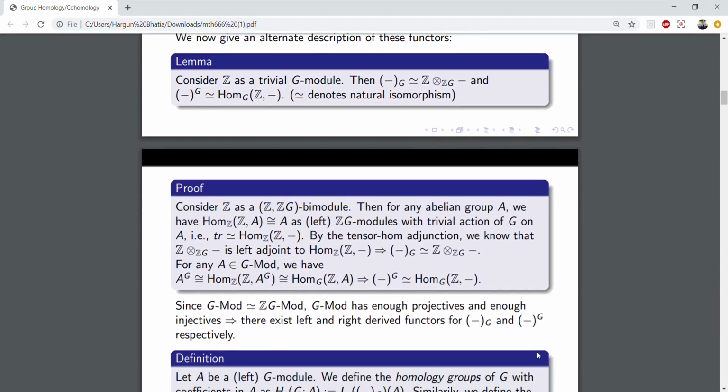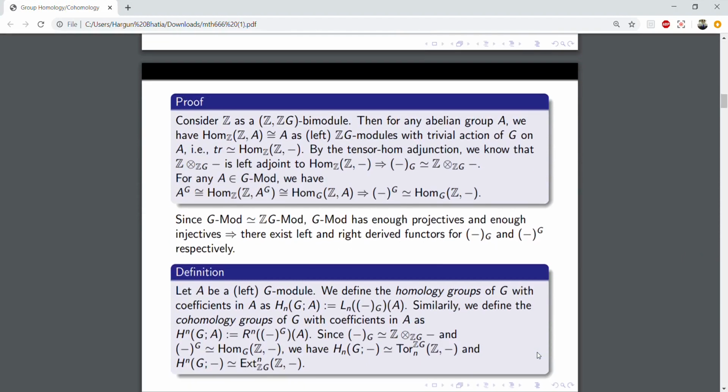Now we have these functors, the coinvariance and invariance functors. They are left and right adjoint respectively, and also your category G-mod has both enough projectives and enough injectives, because it is isomorphic to a module category, and a module category already has enough projectives and enough injectives. So we can talk about the left and right derived functors. These are precisely the so-called homology and cohomologies. So we define them formally.